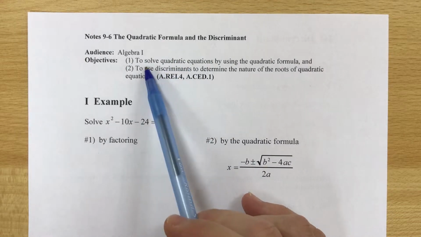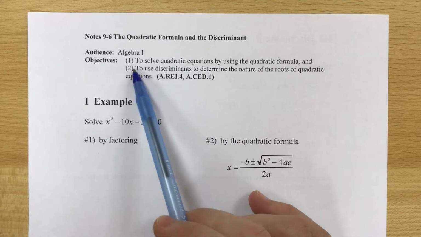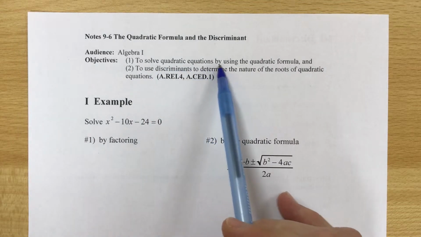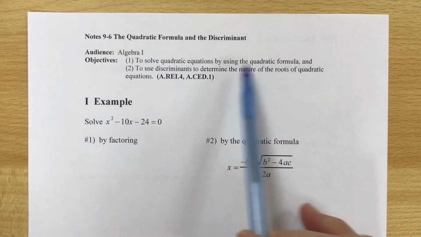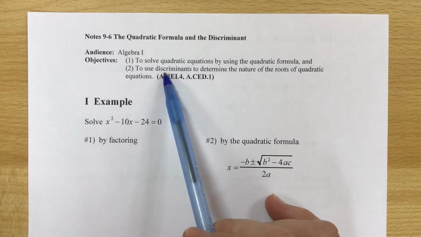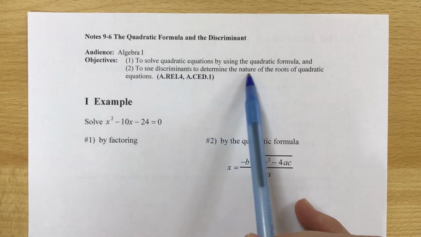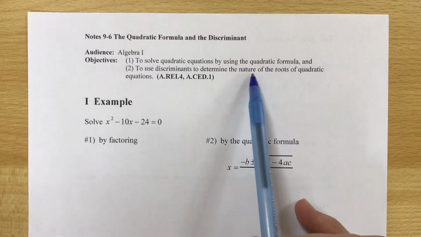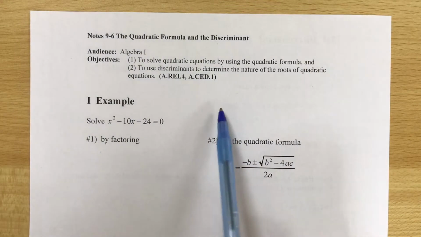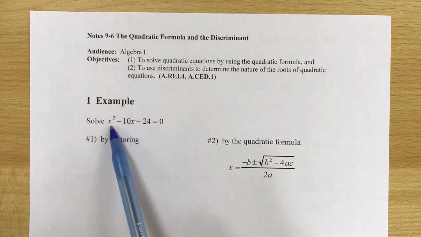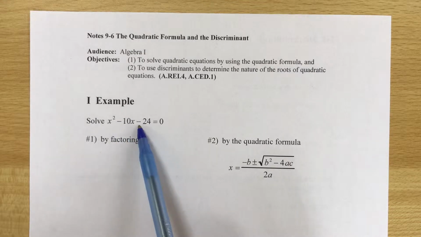All right, we've got two objectives for today. Number one is to solve quadratic equations by using the quadratic formula. And the second one is to use what is called a discriminant to determine the nature of the roots of quadratic equations. Now, we're going to start with an example of something that we've already learned how to solve.